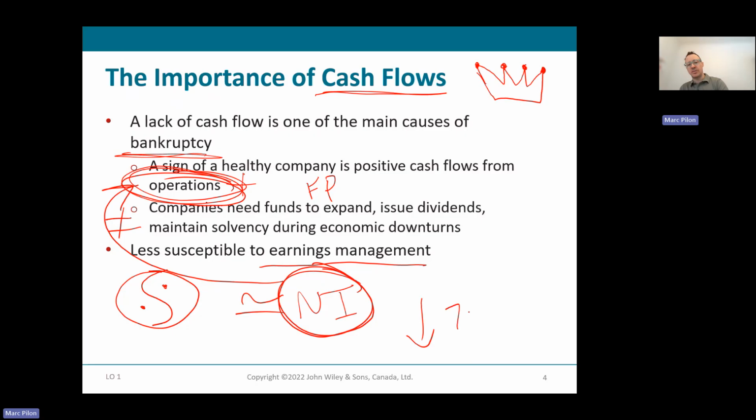If net income is down 70%, you would estimate that cash flows from operations should be down by approximately 70% as well. And the opposite is true. If net income is all of a sudden double, you would expect cash flow from operations to be double as well. Otherwise, there are red flags of manipulation.